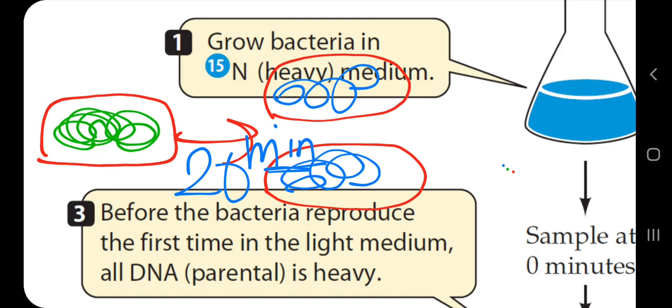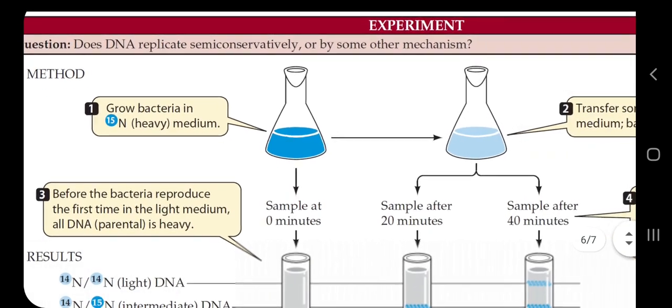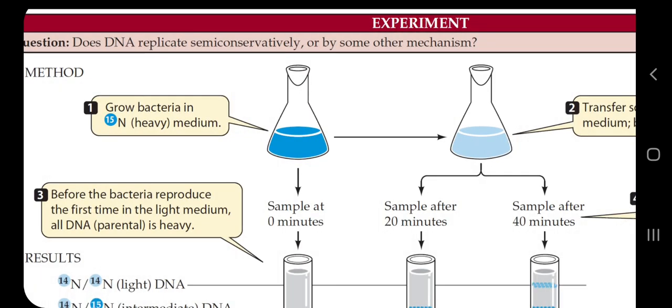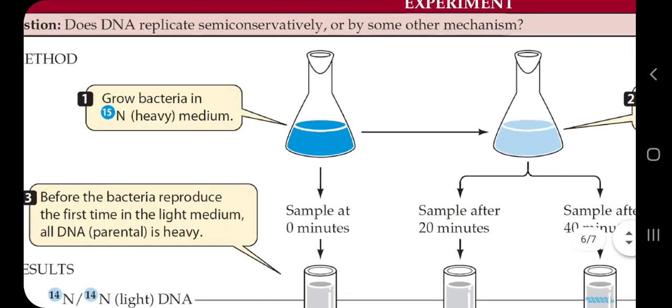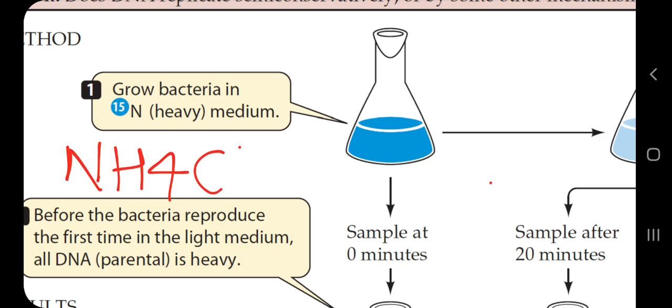So now you will understand these terms in the context of the experiment. Now let's discuss the experiment as such. What they did is that they grew bacteria in heavy medium. What is heavy medium? It was NH4Cl, ammonium chloride, having 15N. Now you understand what is 15N and what is NH4Cl.